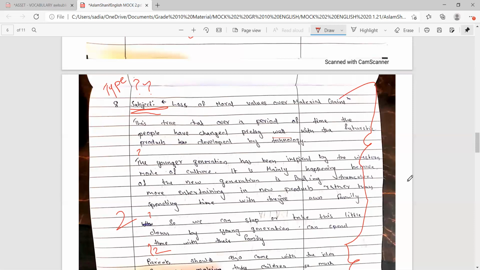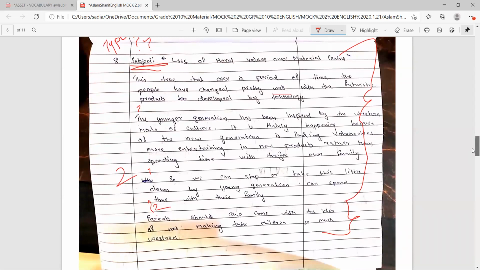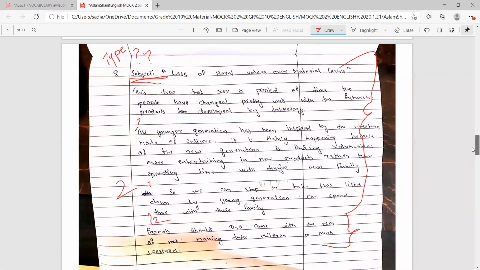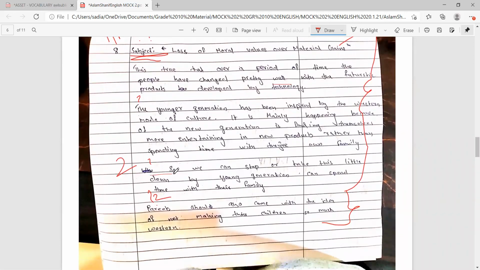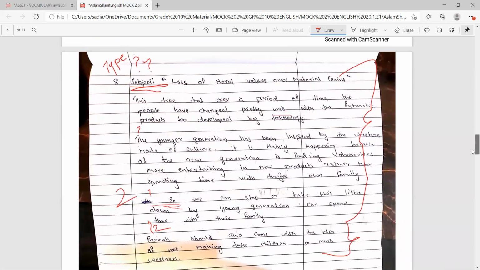Now the candidate is writing something about, the content seems to be in place, but the format is definitely not evident, and there are no transitional words to flow. And beginning a paragraph with so is completely out of place. Parents should come up also with the idea of not making the children so much Western. Now, it is quite surprising that the format cannot be identified from this response sheet at all.